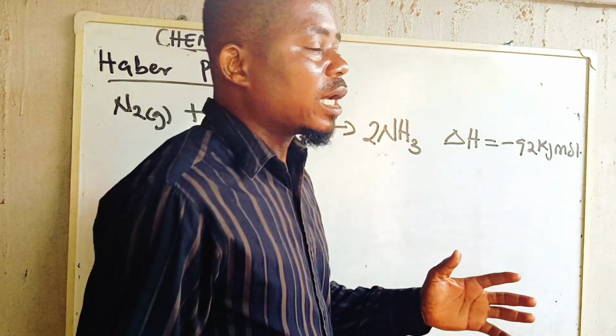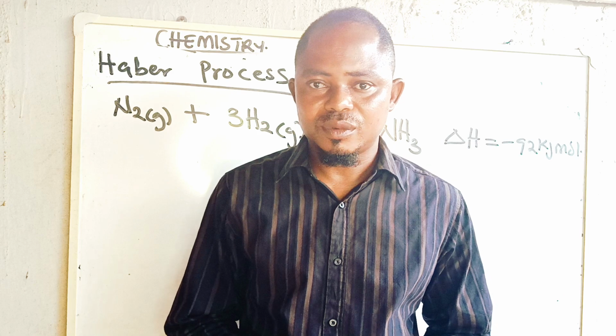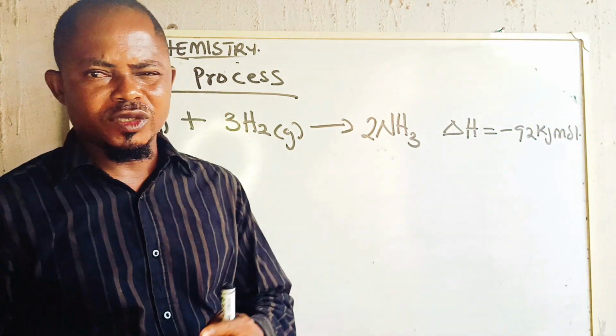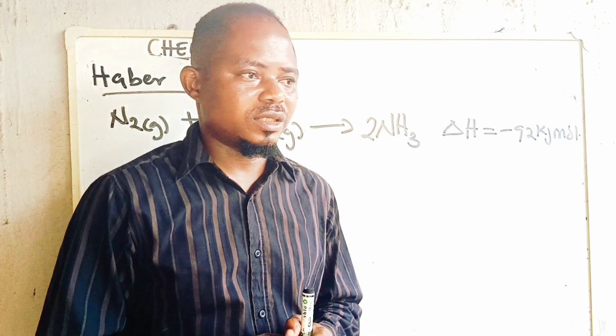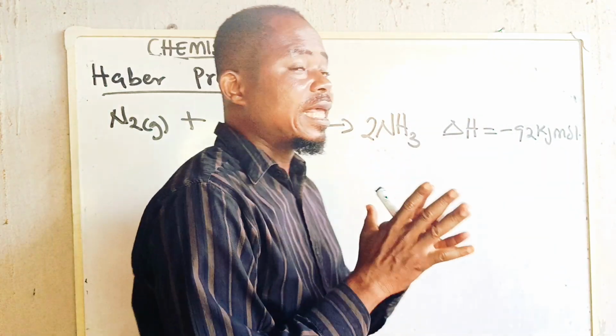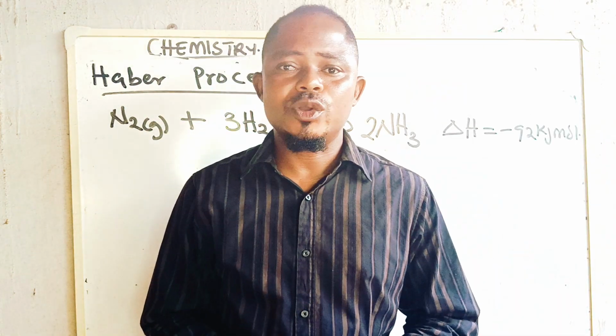Okay, let's look at some industrial applications of Le Chatelier's principle or chemical equilibrium. Number one we're going to be studying is the Haber process. We're studying actually the Haber process and the contact process. Now, the Haber process is for the production of ammonia, a key ingredient of fertilizers. When you're making fertilizers, you need ammonia.